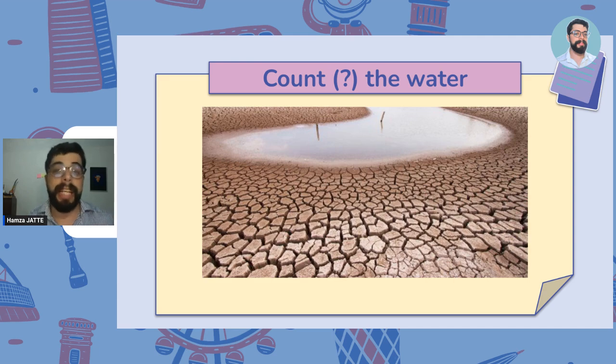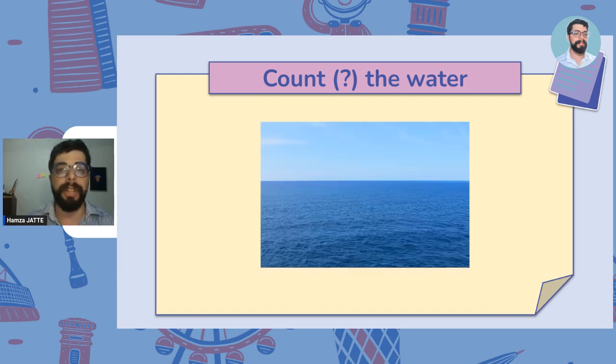So here, if I ask you how much water do you see in the picture, you can tell me, well, I see a little bit of water, I don't see a lot of water, I don't see much water, or I see some water. All of these words describe the quantity of water that we have in the picture. Same thing here. You can tell me we have a lot of water, we have plenty of water, we have too much water. Again, we are describing the quantity.